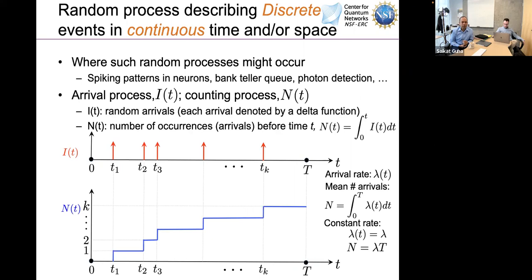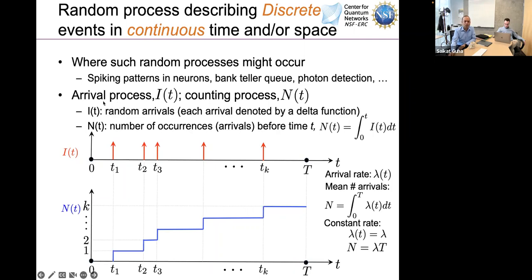So where can such random processes occur? Well, neuronal spiking patterns in our brains are discrete events that happen in continuous time. People's arrivals in a bank's teller queue, or any other queue for that matter. People are arriving at different timestamps. There are discrete events happening in continuous time. You have a laser light pulse, you're detecting photons. Photon arrivals, those clicks, happen at discrete times, but over continuous time. Random processes can also happen in space as opposed to time.